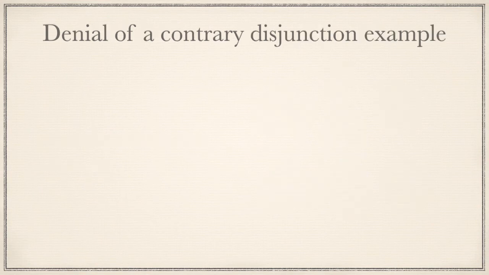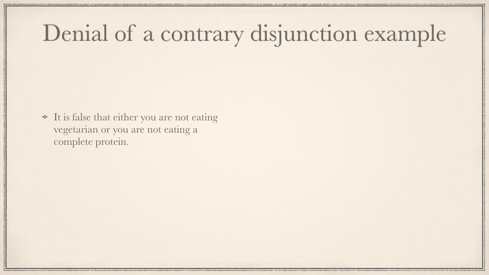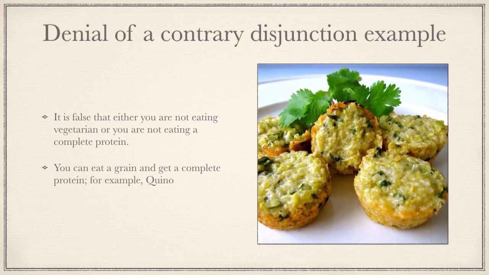Consider the following for an example. For a long time, it was thought that you could not be a vegetarian and get a complete protein from one food source. To get a complete protein, vegetarians had to eat a combination of foods. Now, however, that has changed. So we state that it is false that eating vegetarian is contrary to getting a complete protein. In fact, you can eat quinoa. Quinoa is a grain that has a complete protein.